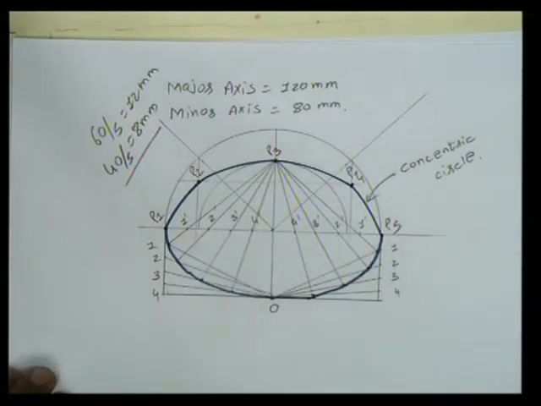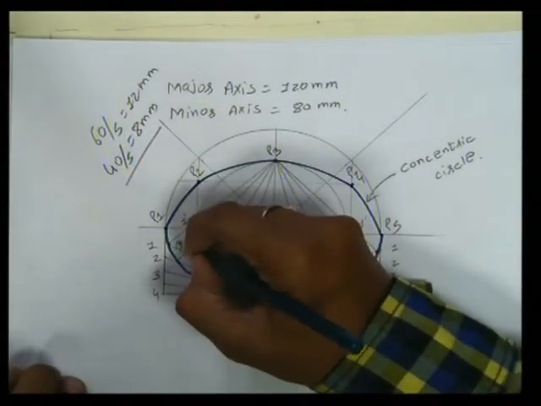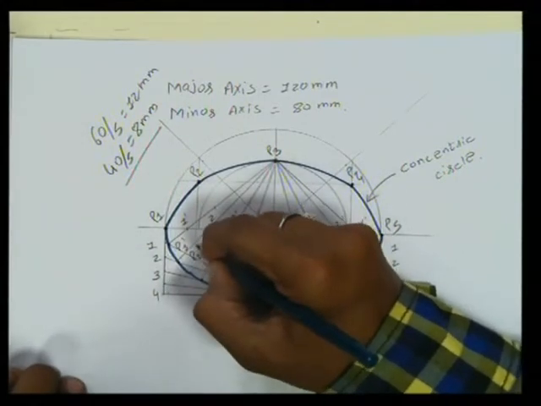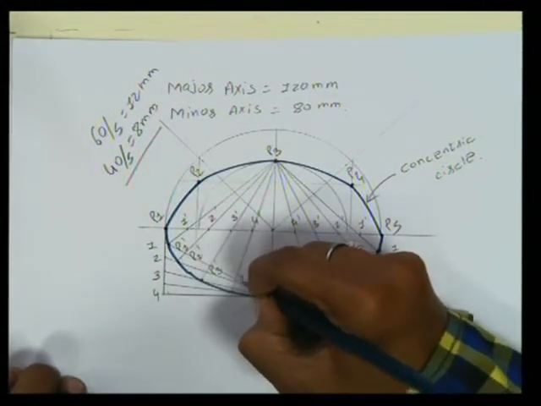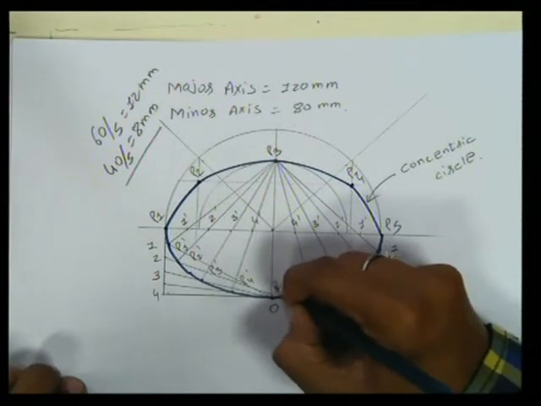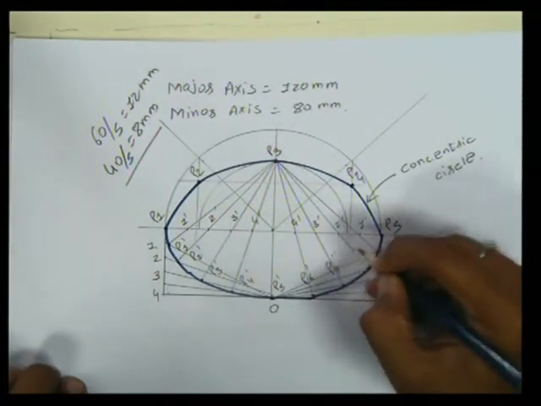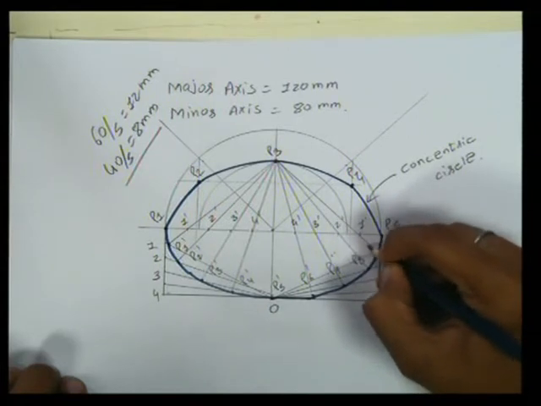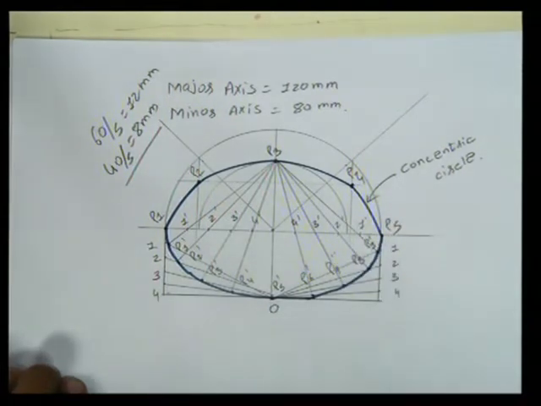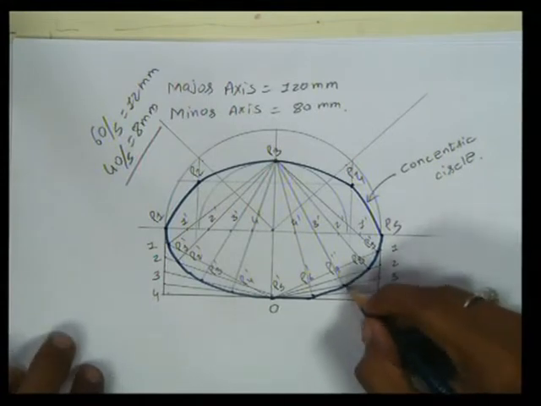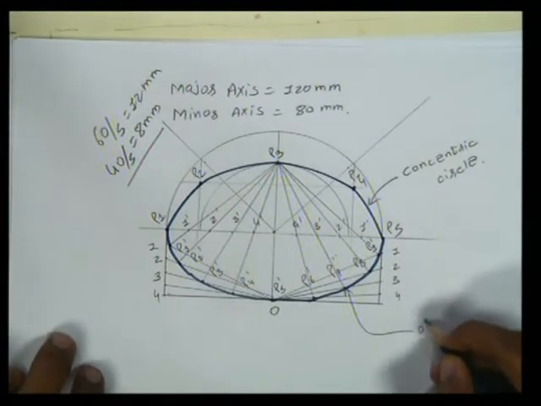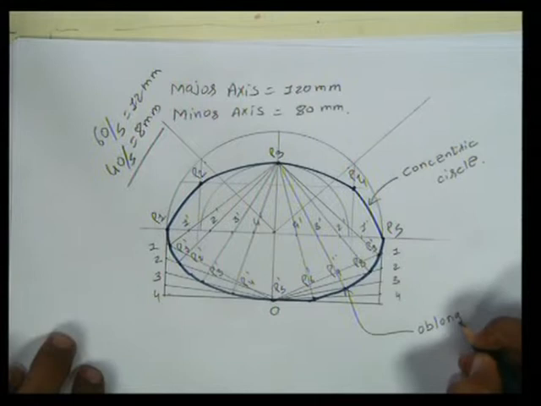Name the curve again: P1 dash, P2 dash, P3 dash, P4 dash, P5 dash, P6 dash, or you can give any name of your choice. So this is by oblong method.